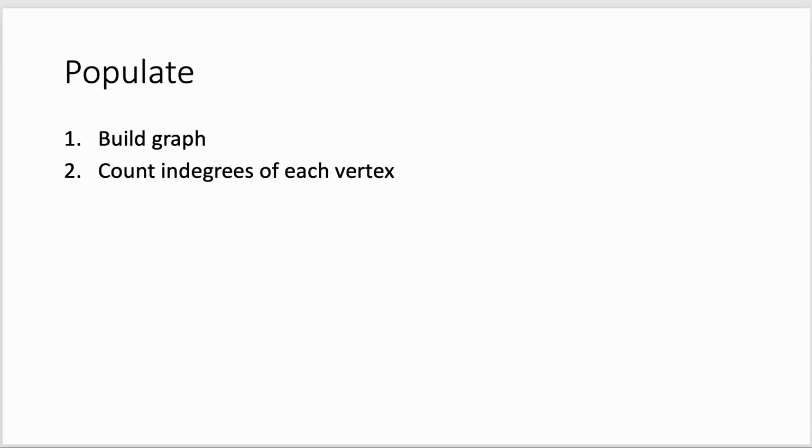Next, you want to populate the graph. You build a graph by appending the children vertices to the parent vertex, and then you want to count the number of indegrees for each vertex.